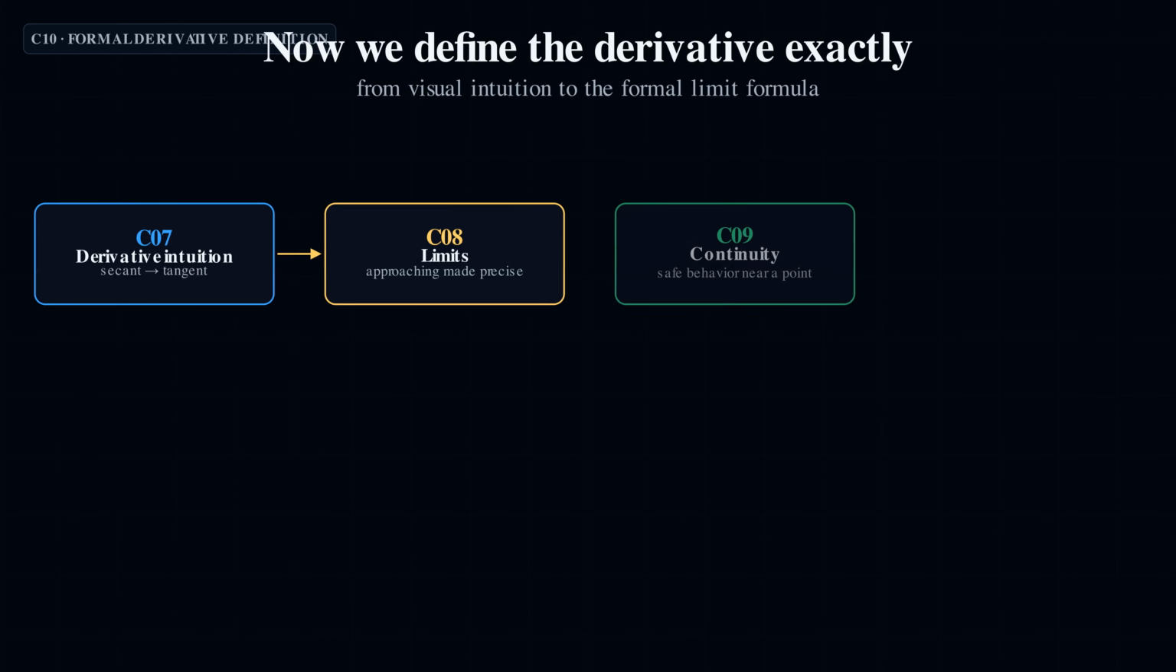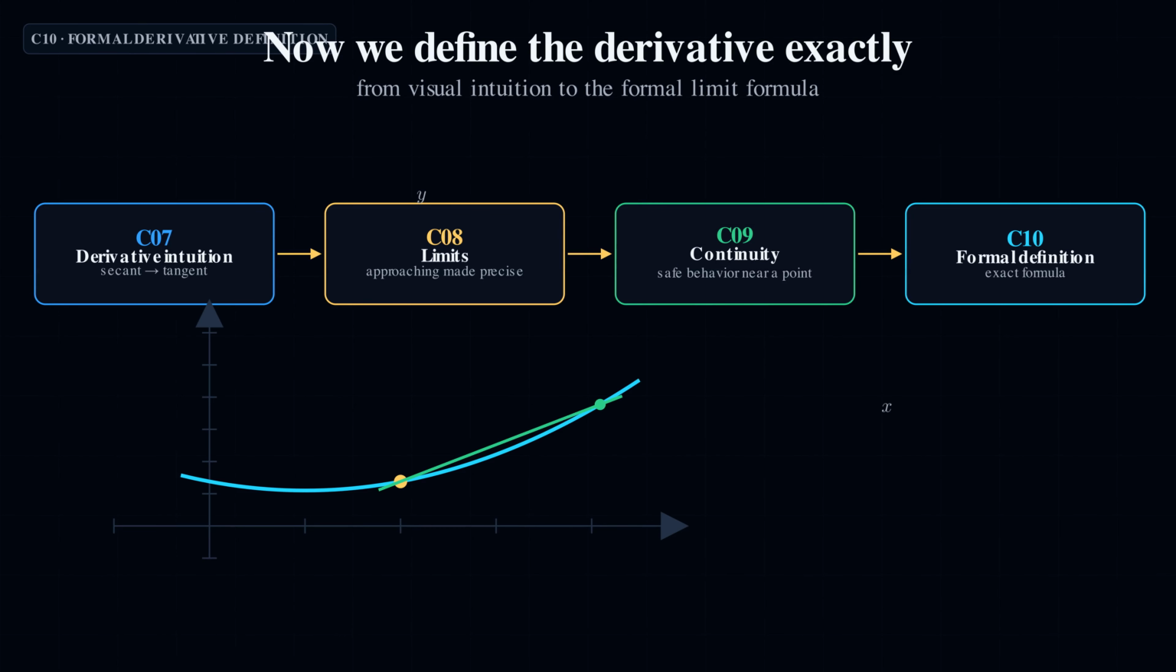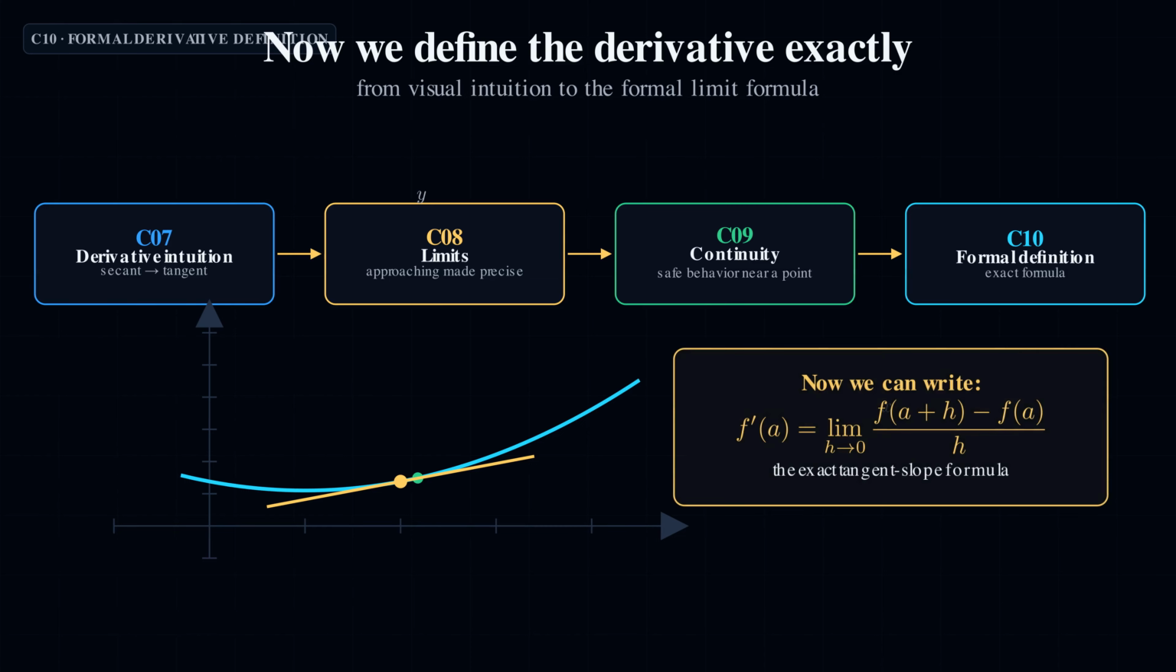Earlier, we saw the derivative visually as a tangent slope. Then we studied limits, because tangent slope is really about approaching. Then we studied continuity, because we needed to understand safe behavior near a point. Now we are ready for the formal derivative definition. This chapter is not starting the derivative again. It is turning the visual idea into an exact formula. The derivative at an input will be defined using a limit of secant slopes.